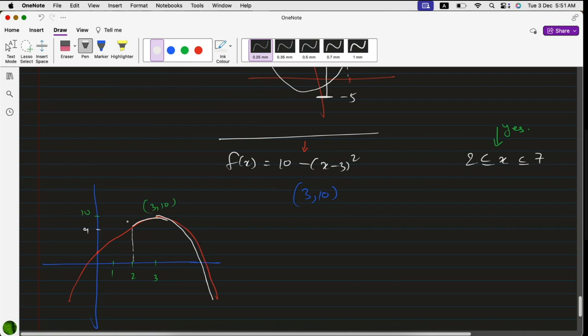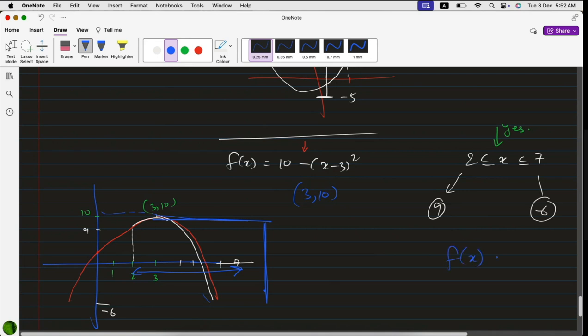So at 2, no doubt at 2 it is 9. And at 7, 7 minus 3 is 4, 4 squared 16, that is minus 6. But this is not the range. From minus 6 to 9 is not the range, because for the given domain from 2, 3, 4, 5, 6, 7, the graph goes till 10 and comes back again. For these values of x, the graph ranges from 10 to the lowest point minus 6.